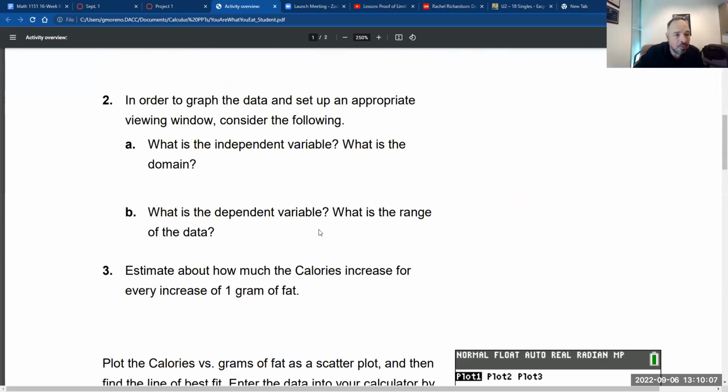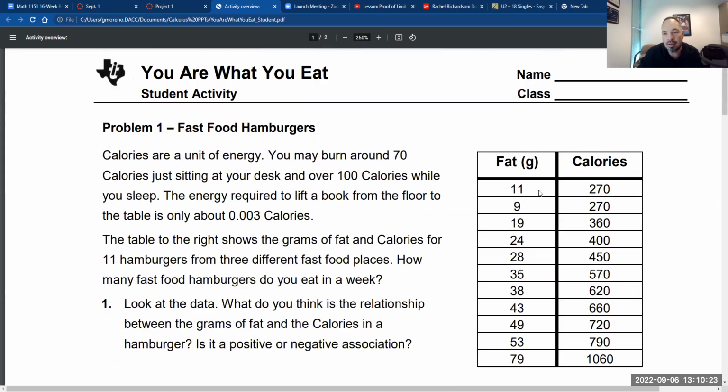The second question says, in order to graph the data and set up an appropriate viewing window, consider the following. What is the independent variable? What is the domain? The independent variable is related to the domain. The independent variable is the number of grams of fat. It is the input piece on the left-hand side.